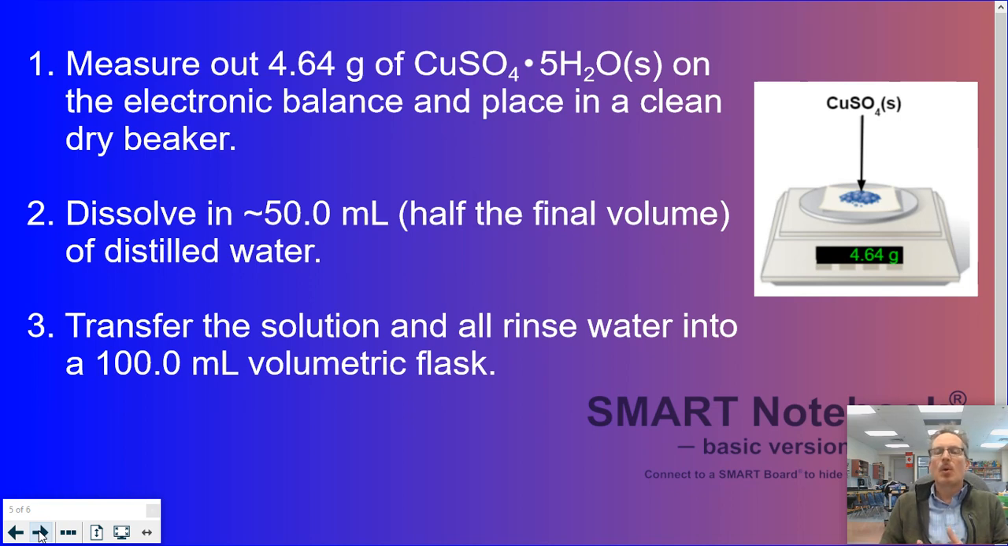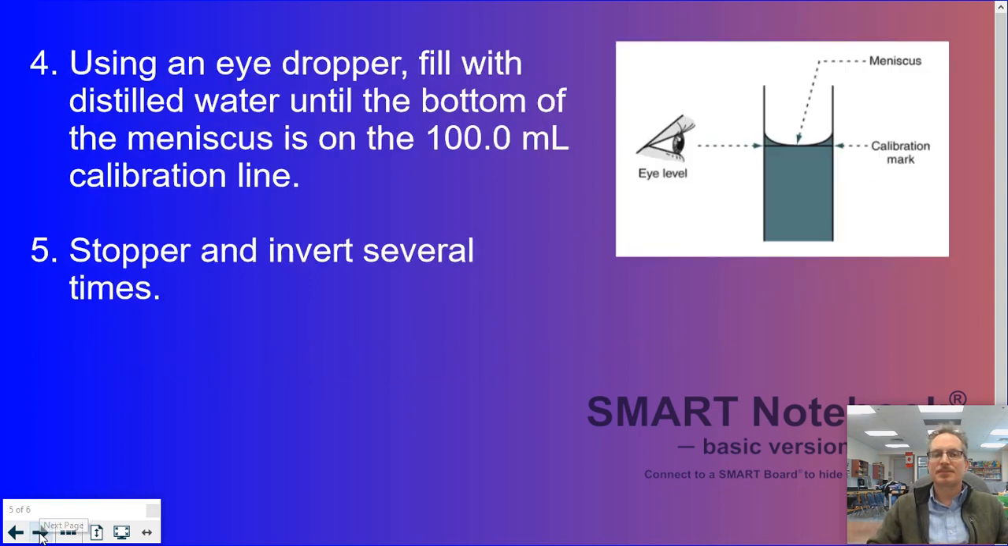distilled water. Once it's dissolved, I'm going to transfer my solution and all my rinse water into a 100 milliliter volumetric flask. Once in the flask, I'm going to get down to eye level, and with an eyedropper or a disposable pipette, I'm going to continue to add distilled water until the bottom of my meniscus, that's the bottom of this dip here, exactly touches the calibration line.